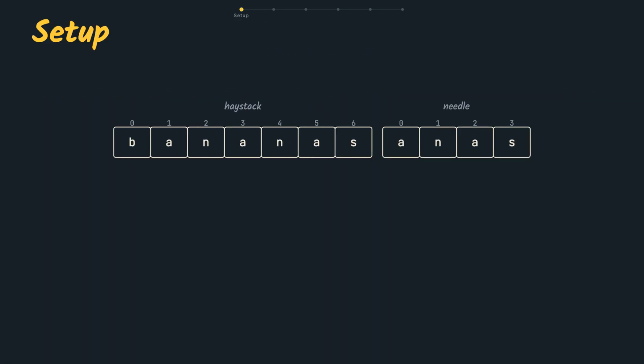Here's the input laid out. The haystack is bananas, indices 0 through 6. The needle is ANAS, 4 letters. We return an index, not the matching text. If the needle never appears anywhere, we return -1. For this pair, the needle lines up starting at index 3. That's the answer we're trying to reach.